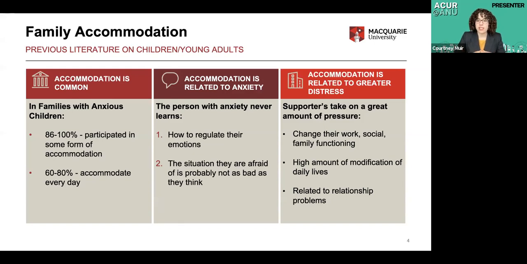Bringing it back to the dog example, if my partner was always helping me avoid dogs, I would never get to learn how to deal with those anxious emotions, so my anxiety would just get worse and worse as I get older. The third thing we've seen from children and young adults is that accommodation is related to distress. Supporters take on a huge amount of pressure when they accommodate. They have to change their daily functioning and modify their days. They've also seen, even in PTSD literature, that accommodation is related to relationship problems.